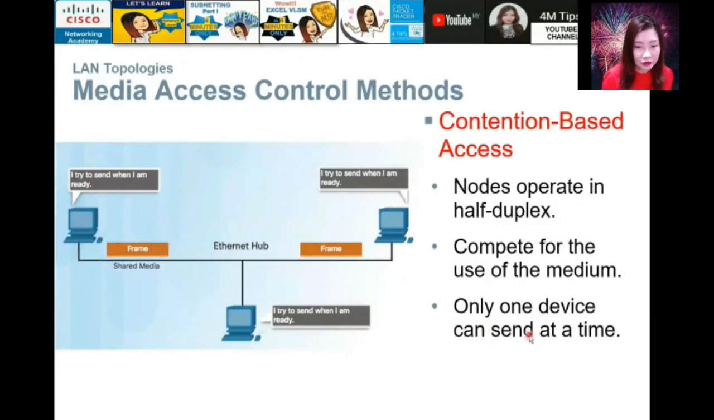So this half duplex will compete for the use of the medium. They actually compete with each other to get the bandwidth. Let's say you subscribe for a bandwidth of 100 Mbps. So they are actually sharing this bandwidth. So that is the meaning of congestion-based access.